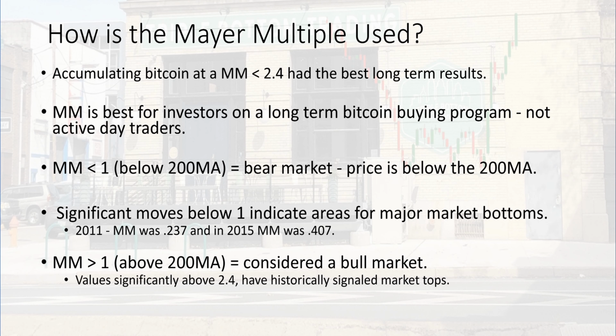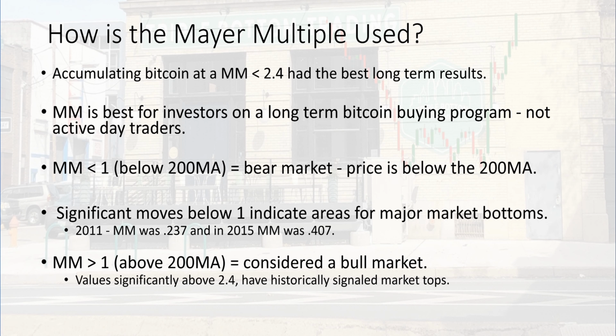How is the Mayer Multiple used, and what is that 2.4 number I just mentioned? Well, accumulating Bitcoin at a Mayer Multiple of less than 2.4 had the best long-term results. Okay, so you're probably thinking, well, what's this 2.4? Well, we're going to show you on a Tradingview chart, and we have a really nice Mayer Multiple indicator. So for those of you that are visual learners and want to see how this is practically applied, just hold on a second, we'll get there.